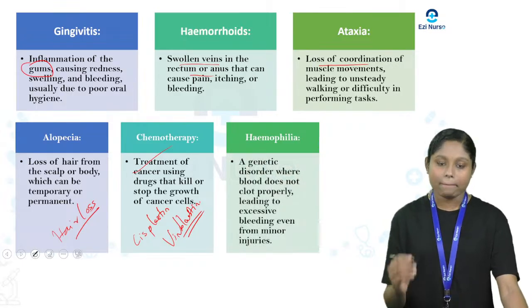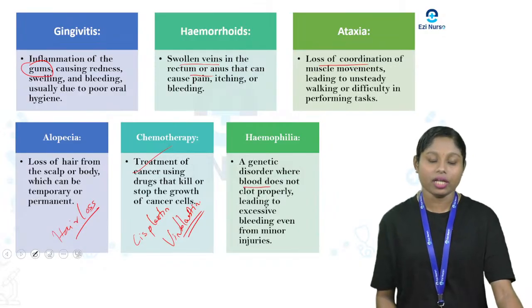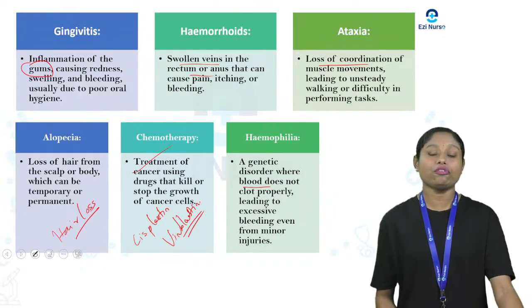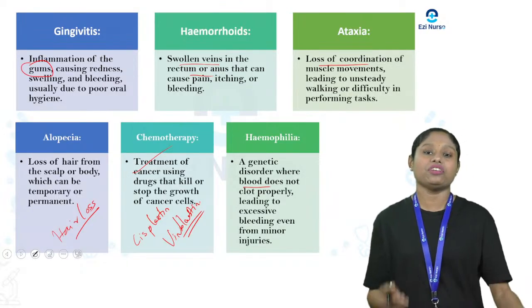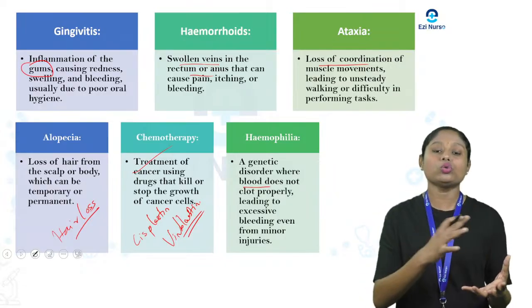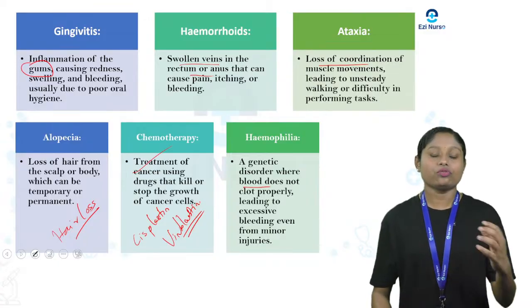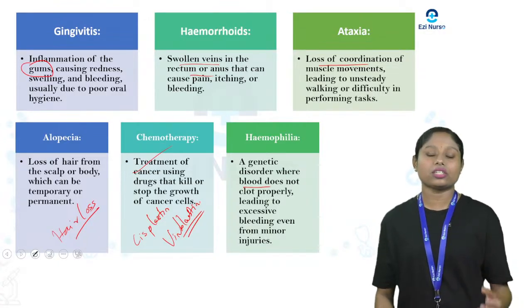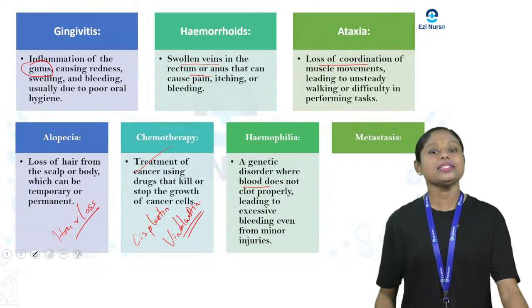So what is hemophilia? Hemophilia is a blood disorder. It's a genetic disorder where blood does not clot properly. It is affecting the blood where the clot formation will not be proper, leading to excessive bleeding, even from a minor injury. If it is a small cut also, a person suffering with hemophilia will have excessive bleeding, because the clotting factors will be lacking. So that is hemophilia.